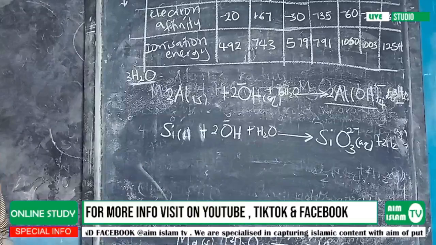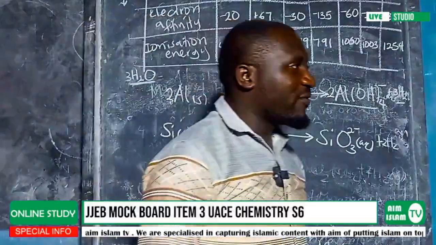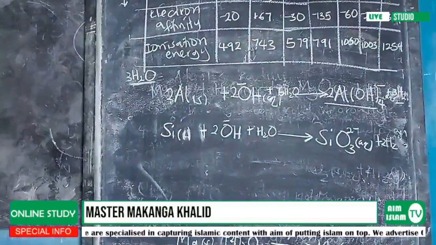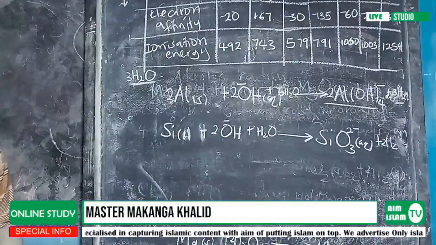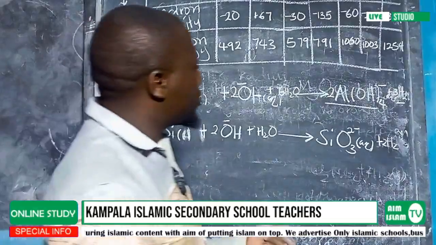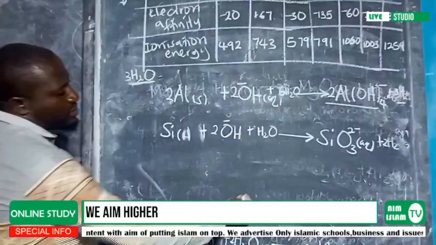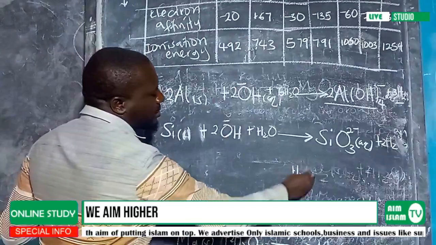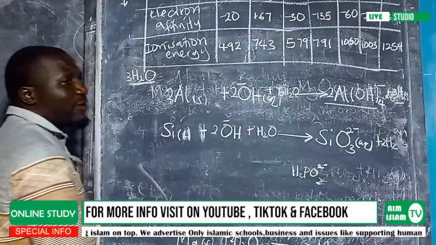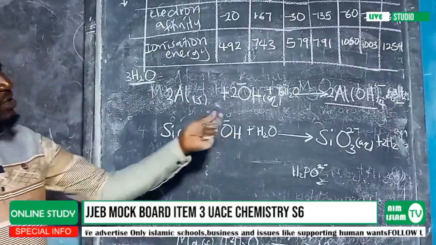With phosphorus, it also reacts with alkali. When the phosphorus reacts with sodium hydroxide, you form this product plus our phosphine. You form that product and phosphine, so you should look for that.